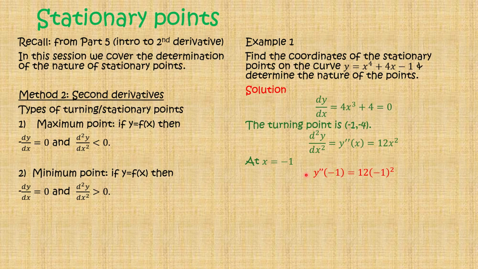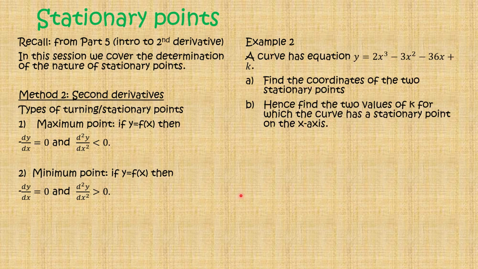Now that would give us a positive 12. And we know that a positive 12 is greater than 0, or in simple terms, that is positive. So if the second derivative is positive, whereas the first derivative is 0, that implies that the turning point (-1, -4) is a minimum point. Question answered.